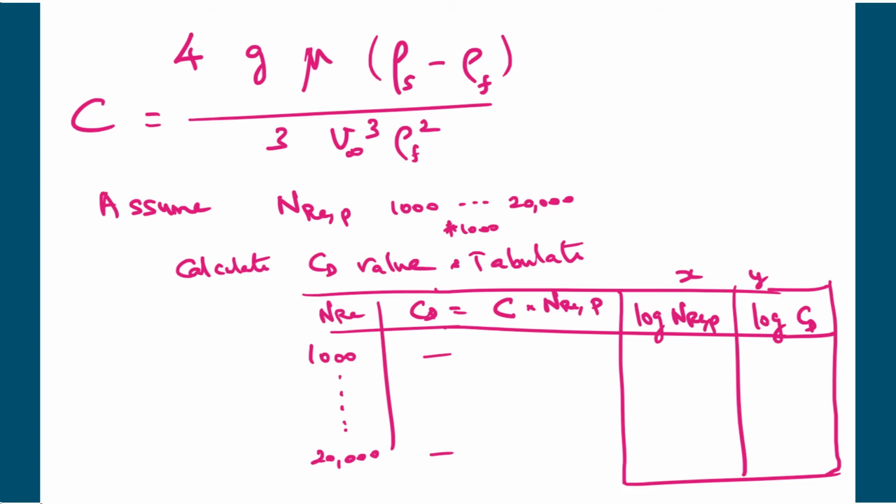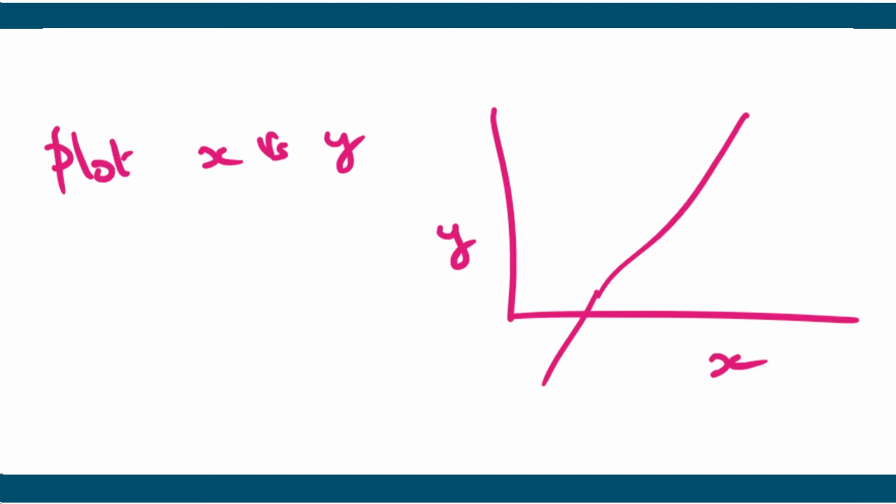After determining these two values, you take the log of both the Reynolds number of the particle and the CD, then plot log of CD versus log of Reynolds number of the particle.